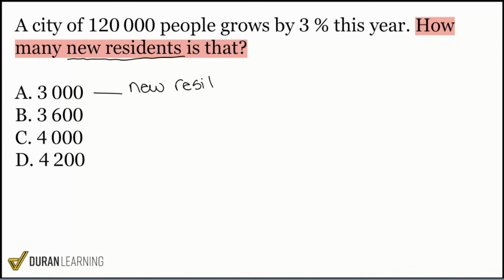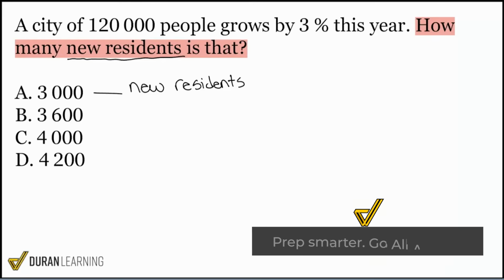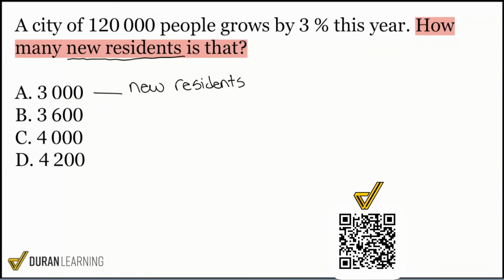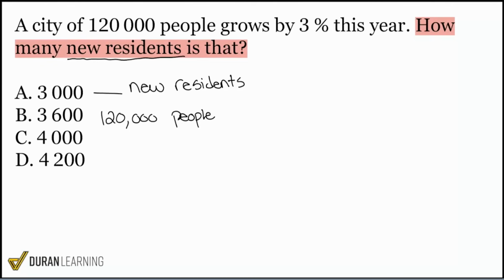So everything I do in this problem, whether it's a percent problem or not, is going to be centered around getting the new number of residents. So what do we know? We know that we have this city of 120,000 people. And then it says it grows by 3%. So we're going to write down 3% growth.